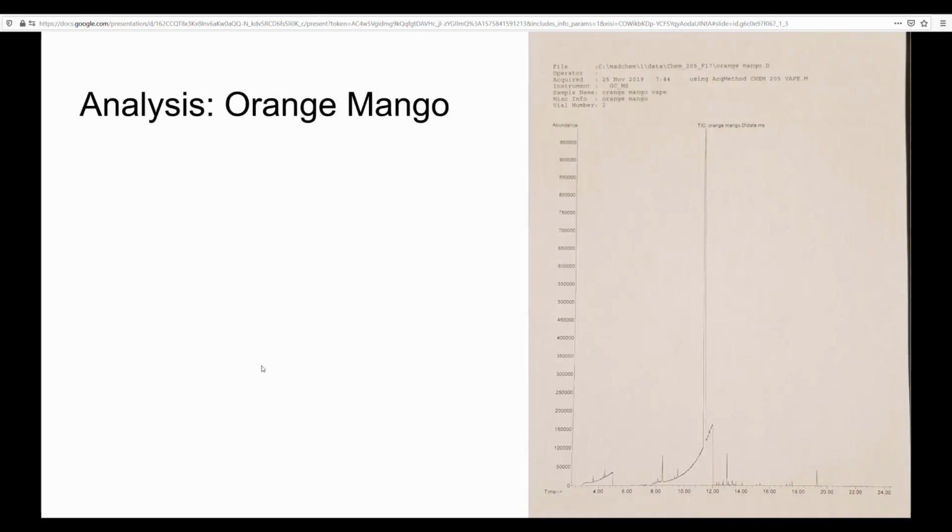So the first sample we ran was the orange mango flavor. Remember, our main objective was to spot the nicotine, and our secondary objective was to spot the flavor compounds in the vape juice. It's clear the vape juice is made up of more than just nicotine and flavor stuff, because there's a lot of stuff going on with this chromatogram.